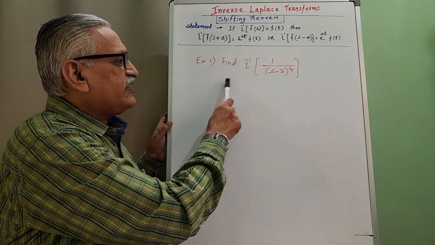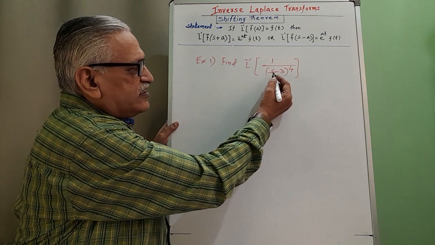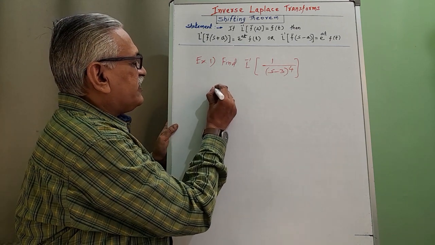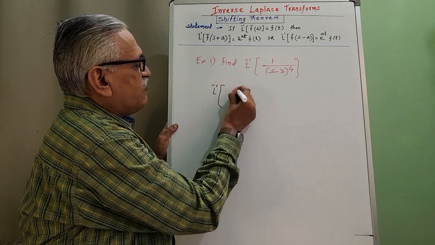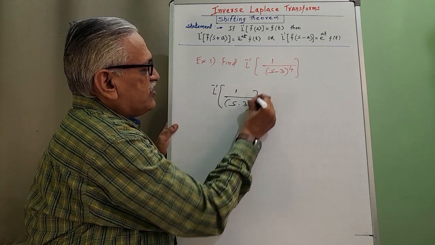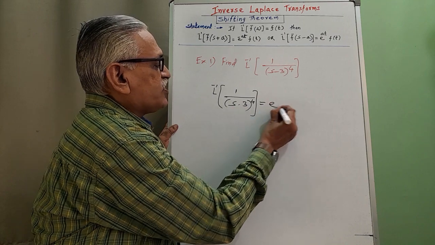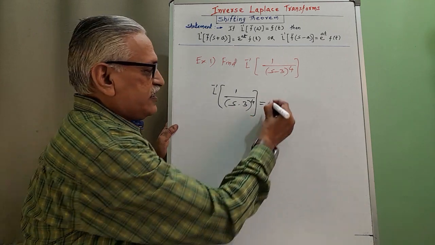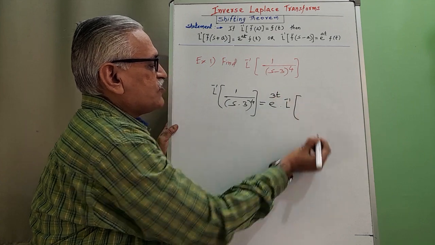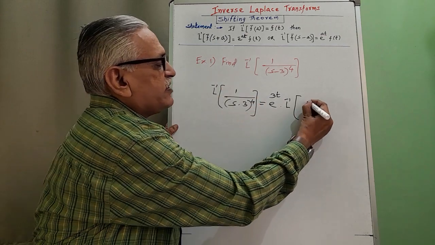First example, find inverse Laplace of 1 upon s minus 3 whole raised to 4. As s is replaced by s minus 3, it is the problem of shifting theorem, and therefore that inverse of 1 upon s minus 3 whole raised to 4, as per the previous formula, is e raised to 3t, as s is replaced by s minus 3, into inverse of, neglect this 3, the remaining term is 1 by s raised to 4.